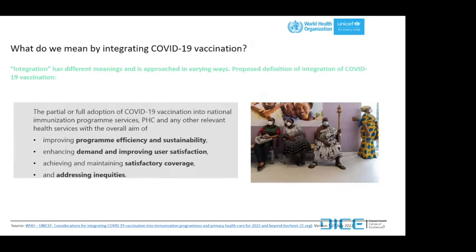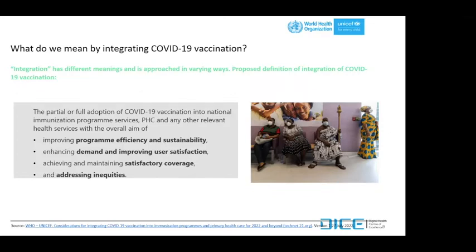Okay, so we looked at a number of guidelines and documents. As you know, defining integration can be quite challenging, but we managed to come up with a definition to suit this specific case. So basically, the proposed definition is the partial or full adoption of COVID-19 vaccines into national immunization programs, primary healthcare and other relevant health services, with the overall aim of, first, improving program efficiency and sustainability. As we know, parallel governance systems aren't as efficient as trying to streamline, and also the sustainability point I mentioned.